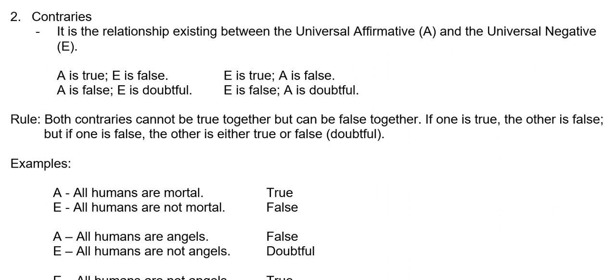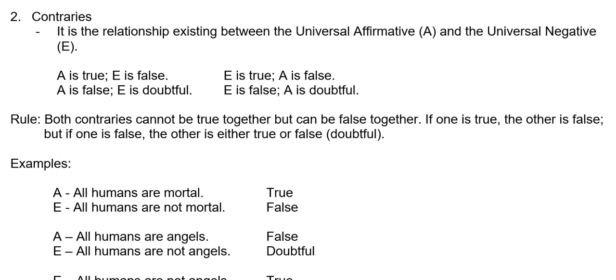Number two, contraries. This is a relationship existing between A and E. So there are only two propositions involved. Both contraries cannot be true together but can be false together. If one is true, the other is false. But if one is false, the other is either true or false, or in short, it is doubtful. So always remember, between A and E, if one is true, the other one is necessarily false.